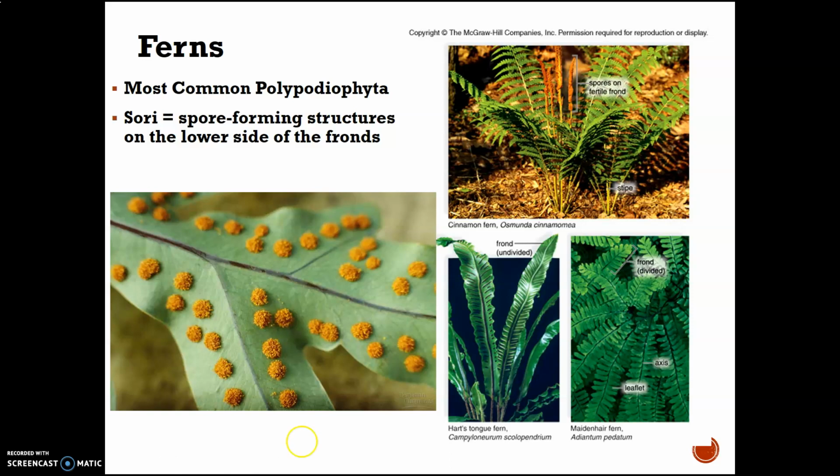So ferns are our most common polypodiophyta, and you will see them commonly in the woodlands in the northeastern United States. They're quite easy to find. They have large fronds that are very leaf-like, and on the undersides of those fronds you'll find sori, which are spore-forming structures, and that's where you're actually going to be producing those reproductive spores.